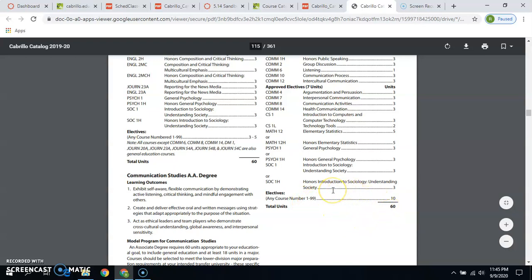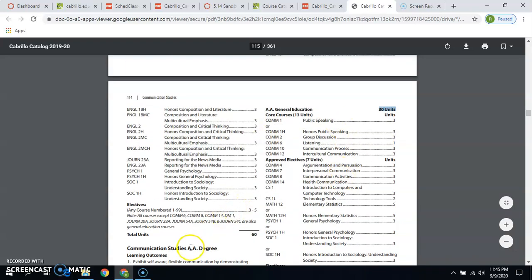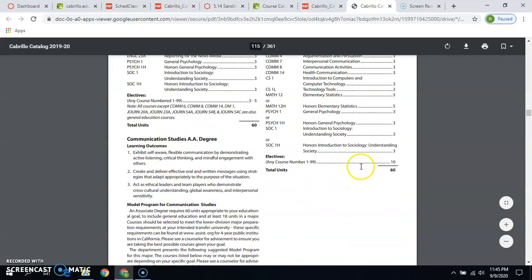So once again, to recap, the AA in Communication Studies non-transfer would require 30 units of general education, 18 units within the major, and here it will say 13 and 7, so that's an option, or you can simply do 13 and another 5 for a total of 18. And so when you have your 30 and your 18 units, you would then do, instead of 10, 12 units of courses numbered 1 through 99 to reach your magical 60.